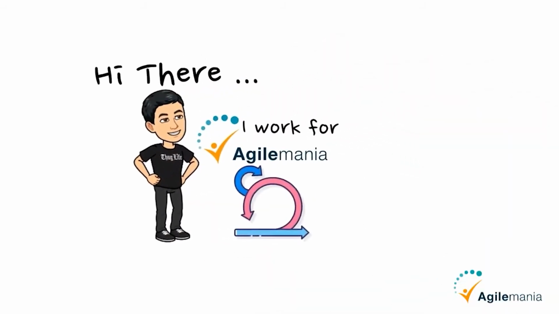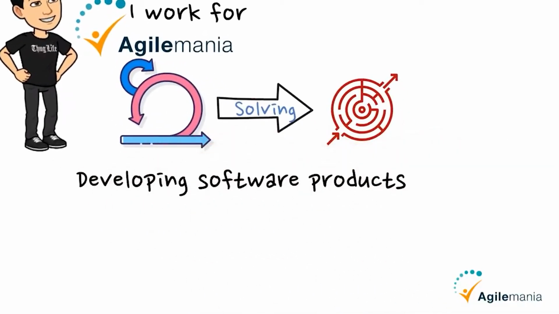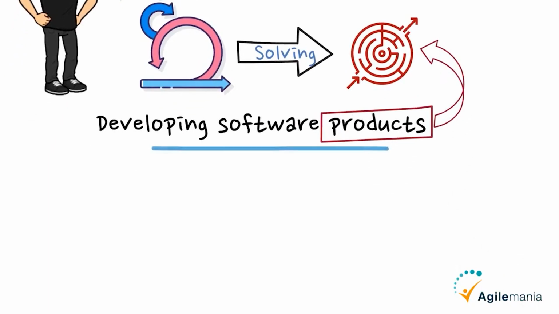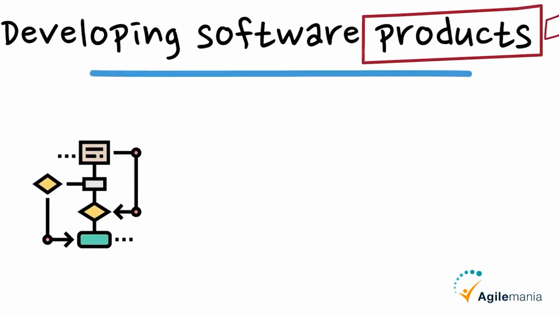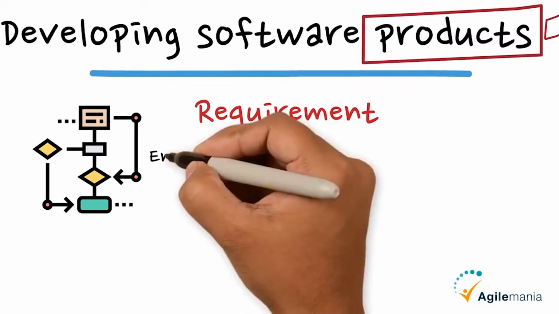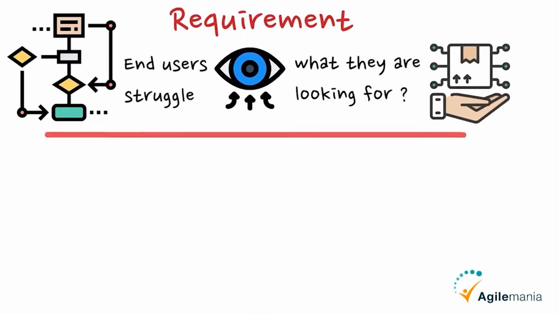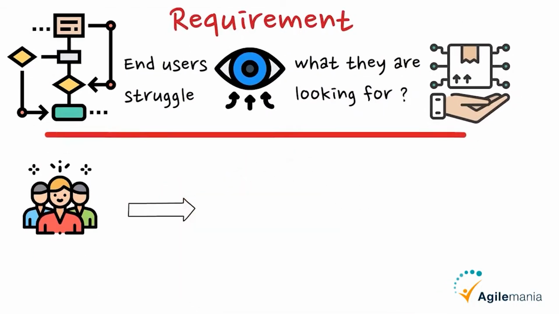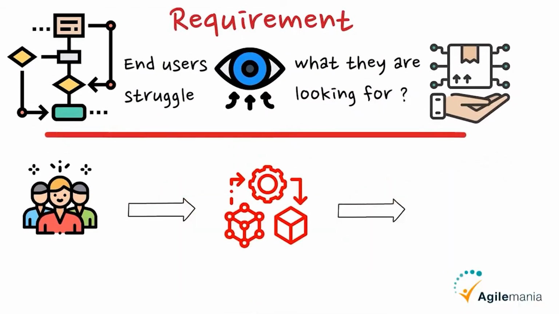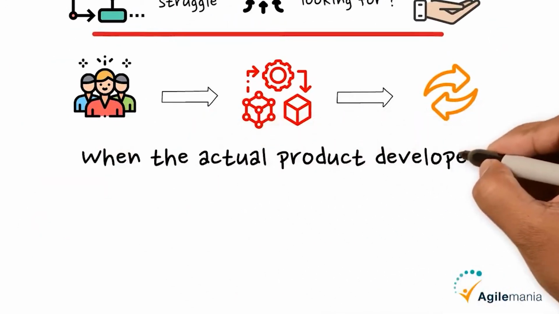Scrum is a framework for solving a complex adaptive problem, and developing software products is considered complex work. Software product development usually has a high level of uncertainty in the requirements, and many a time end users struggle to visualize what they are looking for in the product. Earlier, product teams used the prototyping method to capture the needs, but users often came back with a lot more changes when the actual product was developed.